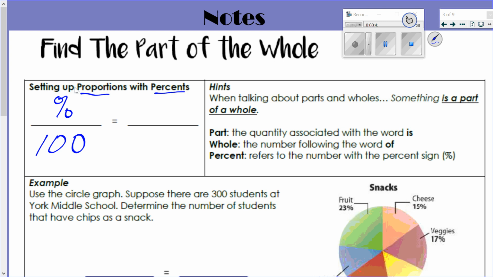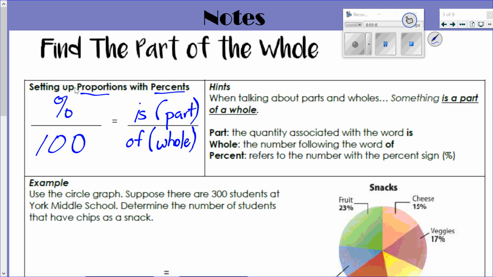On the other side, there are two key words that I'm going to be looking for. Those key words are is and of. Another way to think about those two is what they represent. The is the part of what I'm looking at. The of is the whole, or what is my total options.